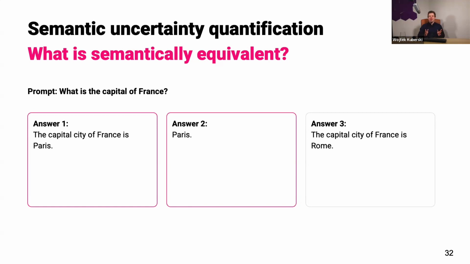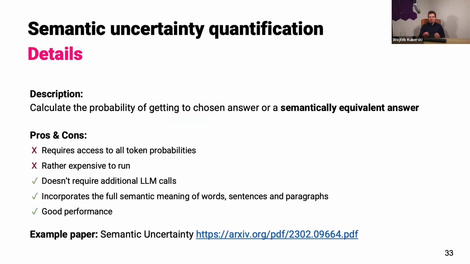Whereas if the model is uncertain between giving answer 1 and 3, you definitely want to flag it as hallucination, because that means that the model doesn't know whether the capital city of France is Paris or Rome. So we're going to take that intuition and we're going to try to quantify it somehow.